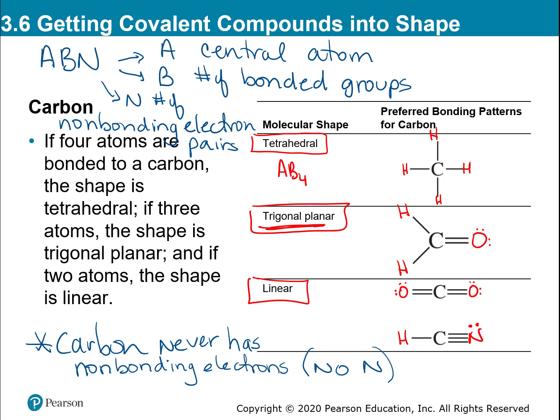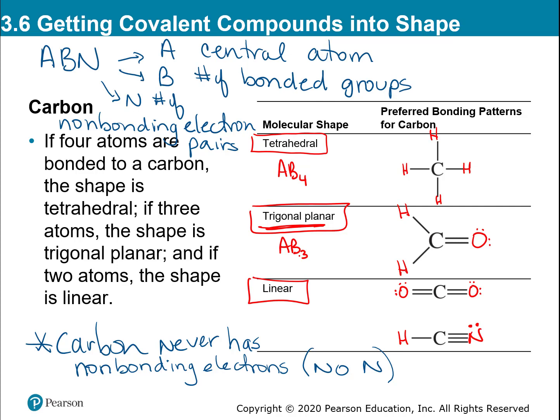The second one, though, notice that carbon has 3 groups connected to it. Yes, one is a double bond, but that double bond represents 4 electrons shared between the carbon and the oxygen. So carbon has 3 groups of bonds connected to it, and this one would be an AB3. So it's not the number of bonds, it's the bonded groups. It doesn't matter if it's a single, double, or triple bond, all of those count as a single bonded group.